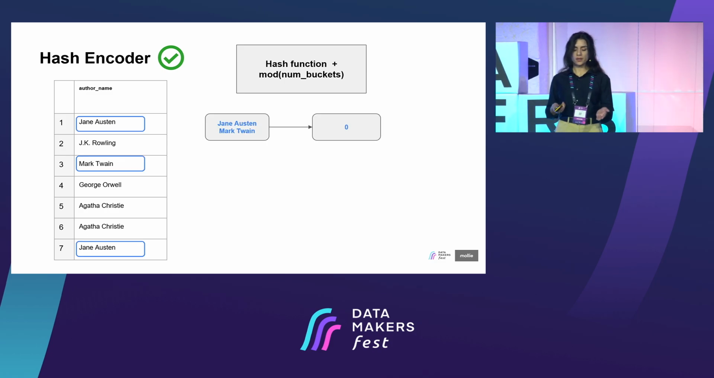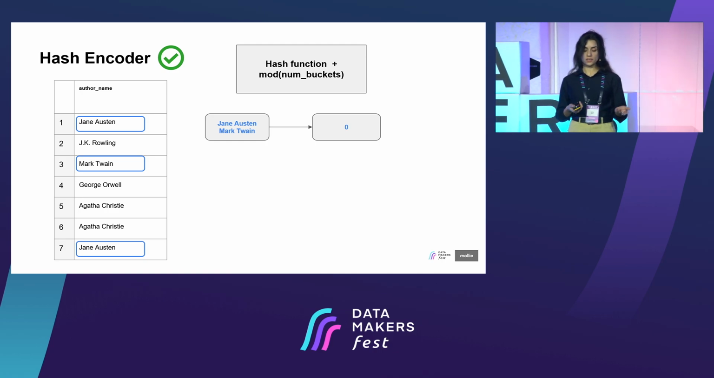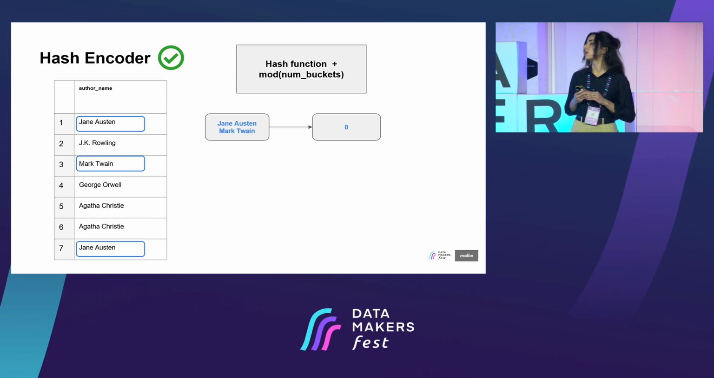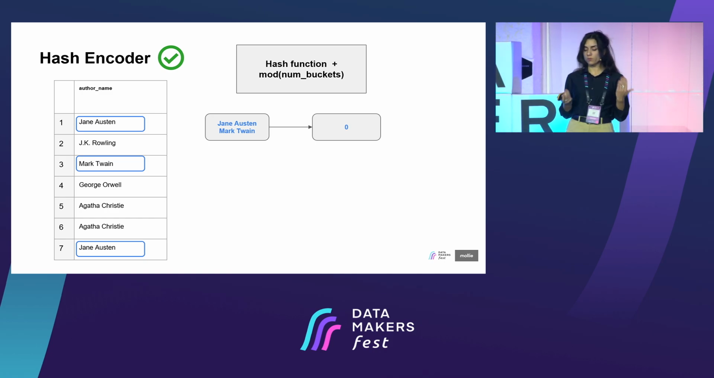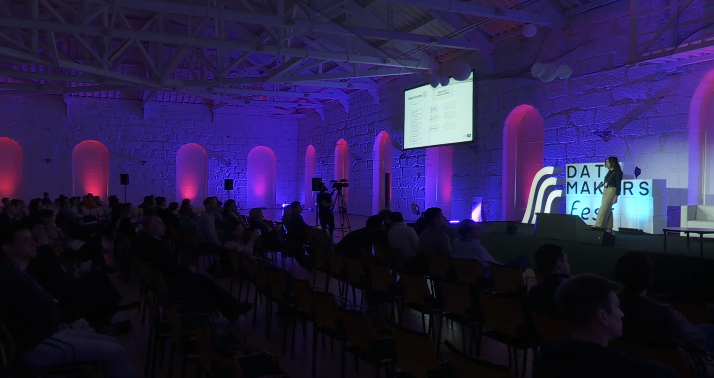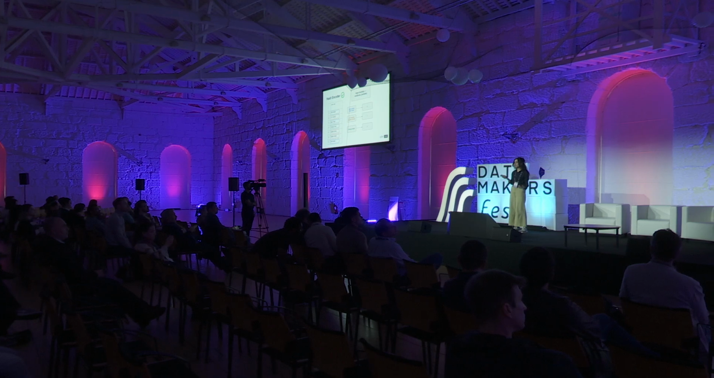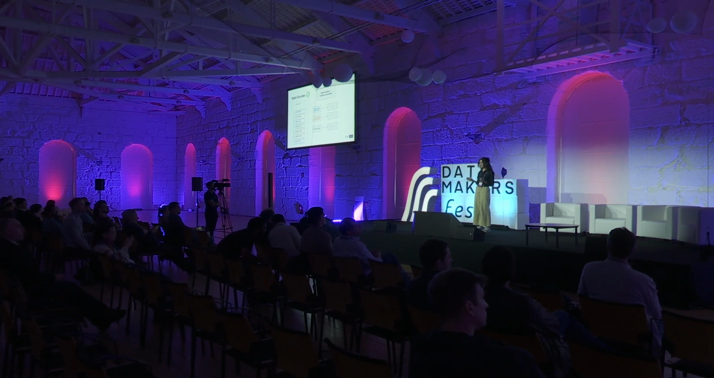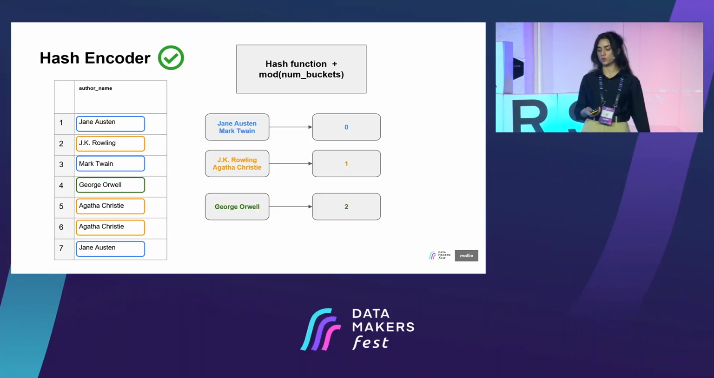So for example, if we have a hash function applied on these three authors, the mod of the number of buckets that we decided was 0 in this case, 1 in this case, 3 in this case, 2 in this case. So basically, here we had 3 buckets defined, and the possible remainders of 3 are 0, 1, and 2, and that's why this works. It buckets everything into three groups.